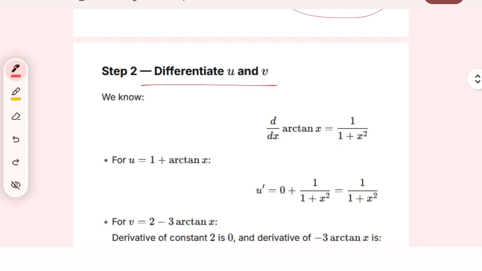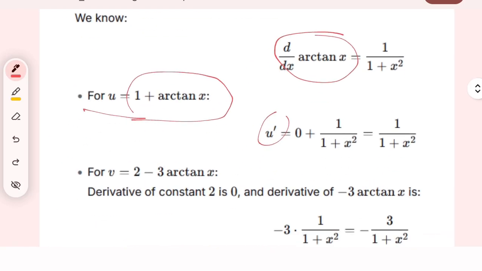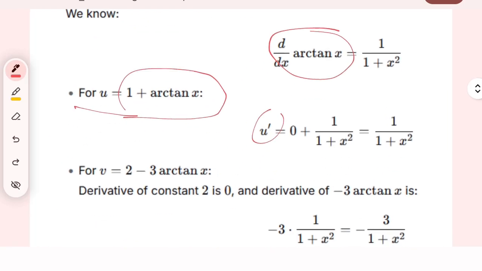So the first one, what is the derivative of this one? That's the first function. I want you to memorize again: what's the derivative of arctan? For u, it's 1 plus arctan x. And what's the derivative of u? What is the derivative of the arctan? I want you to memorize the basic derivatives of these inverse trigonometric functions.